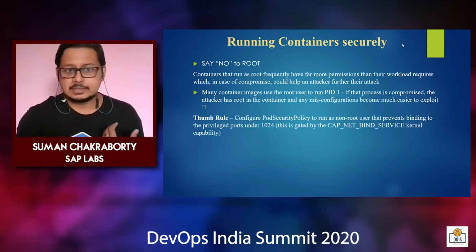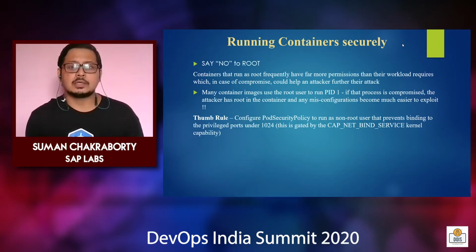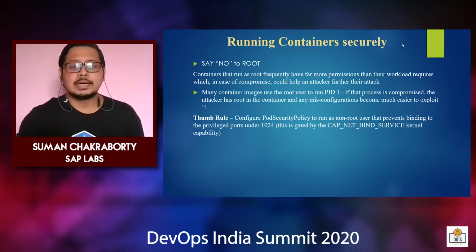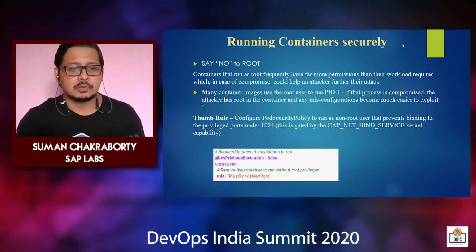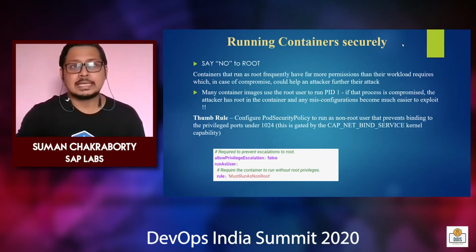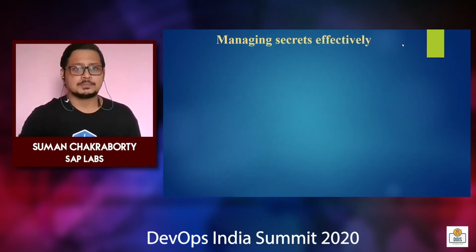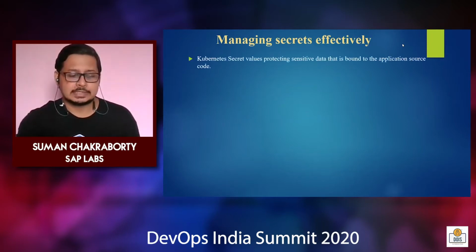And next, the thumb rule is configuring the pod security policies so that they use a non-root user, which prevents binding to privileged port numbers below 1024. This is normally gated by the NET_BIND_SERVICE kernel capability. So you always try to use the MustRunAsNonRoot policy to prevent any escalation to the root user.